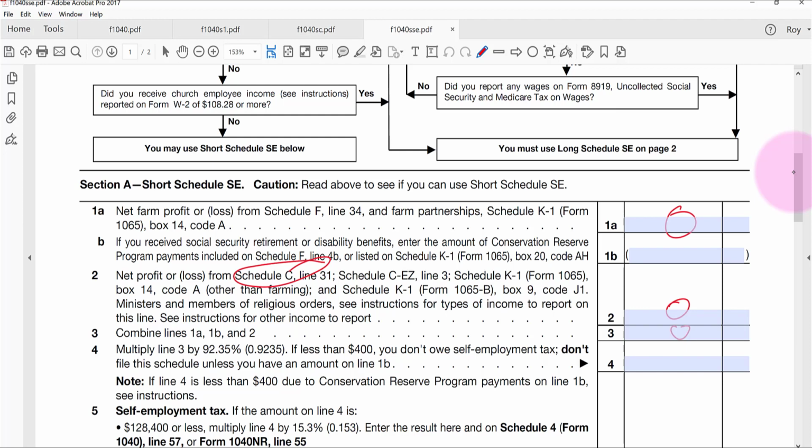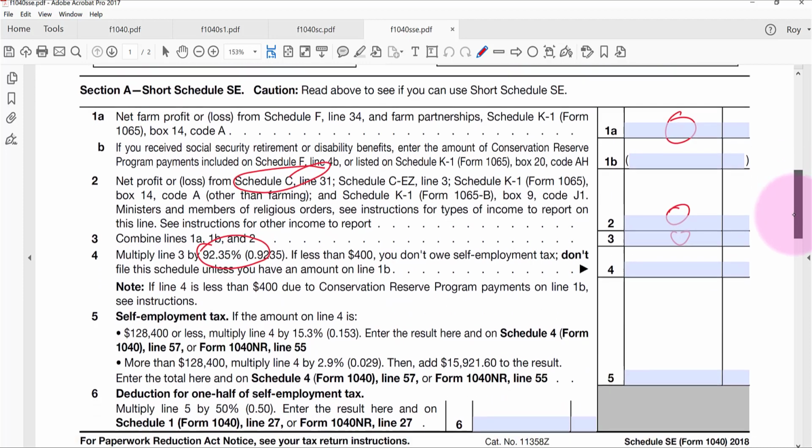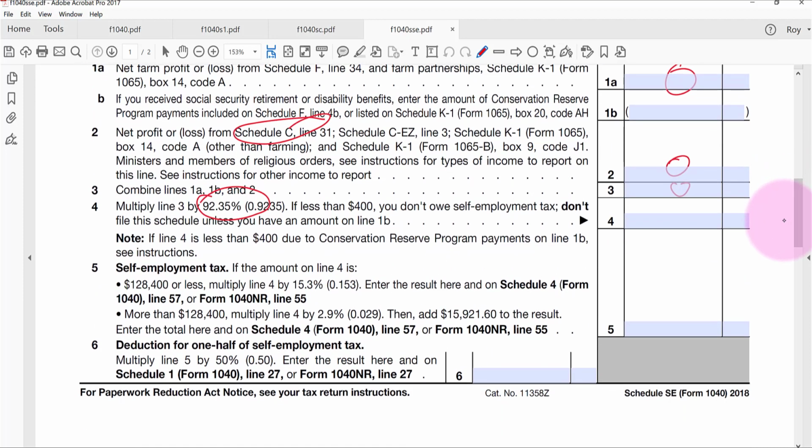And you get to subtract out half of your self-employment tax here. So they give you a formula. It's an algebraic form to get that amount here. And only then we multiply it by the Social Security tax. So here, the self-employment tax rate. Look how high it is. Remember, this is in addition to your income tax.